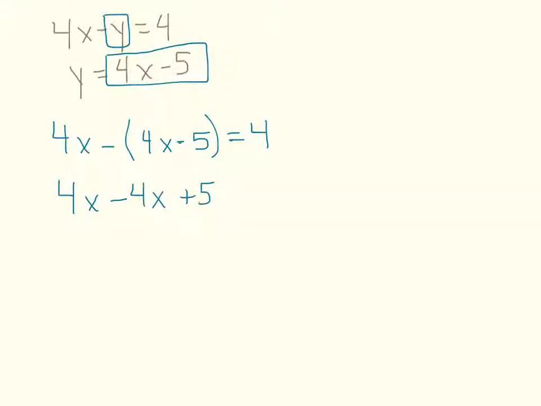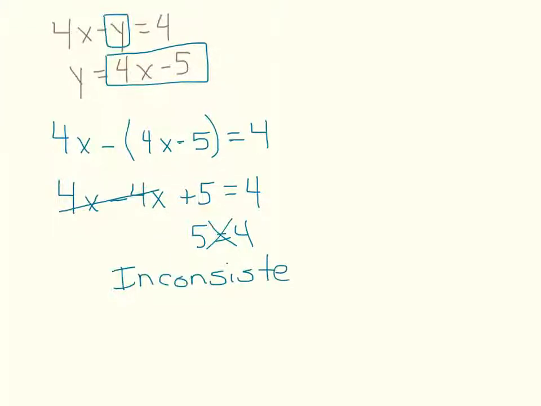plus 5 equals 4. You've got opposites here with the 4x's, so you get 5 equals 4, which is impossible. 5 never will. It can't equal 4. So this is an example of an inconsistent system. And it has no solution.